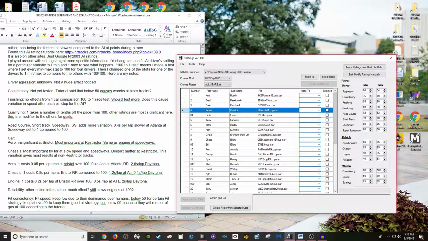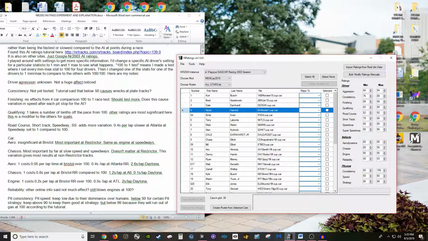So for aggression, you can look at it. This says not a huge effect was noted for aggression. This individual did lots of different tests. He went from 100 down to 1, tested this many times, and came out with the information that he did. There's a couple of factors in here that are pretty big for most tracks, and we'll go through those.